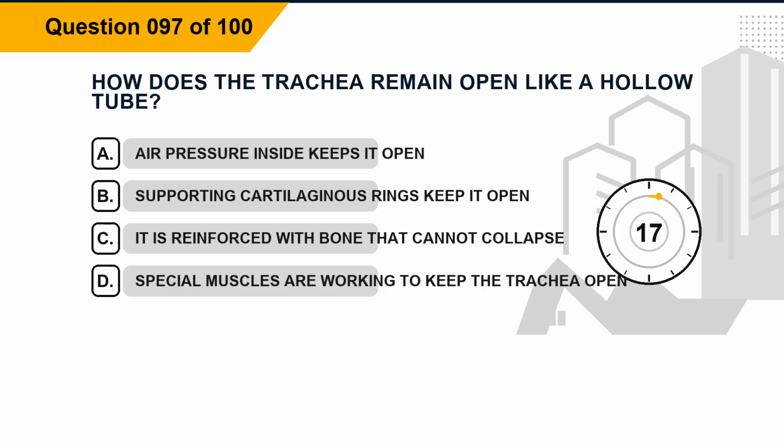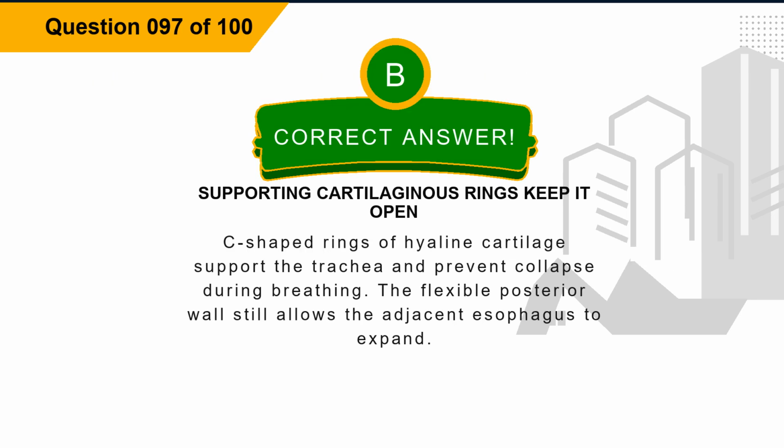Question 97. How does the trachea remain open like a hollow tube? Option A, air pressure inside keeps it open. Option B, supporting cartilaginous rings keep it open. Option C, it is reinforced with bone that cannot collapse. Option D, special muscles are working to keep the trachea open. The correct answer is option B, supporting cartilaginous rings keep it open. Explanation. C-shaped rings of hyaline cartilage support the trachea and prevent collapse during breathing. The flexible posterior wall still allows the adjacent esophagus to expand.